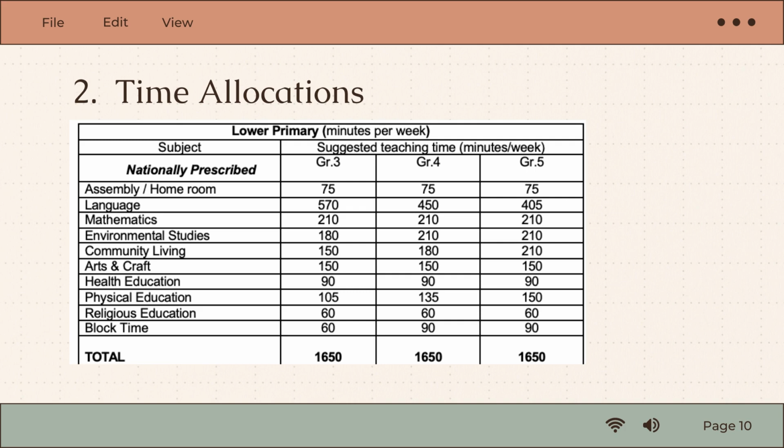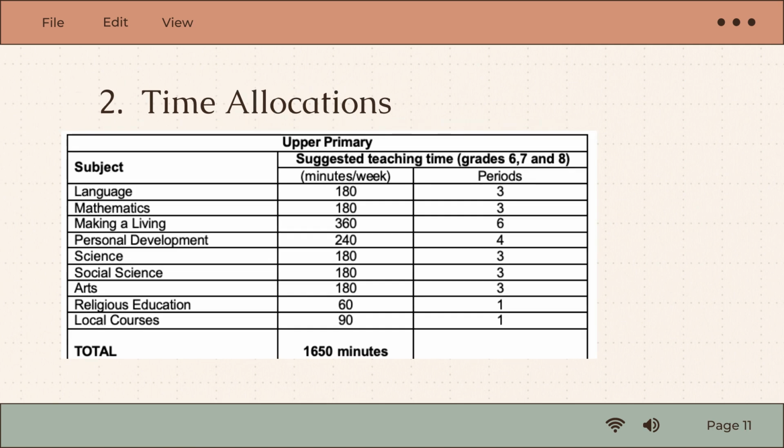So the next principle is time allocation. In the time allocation sa lower primary, from grade 3, 4, and 5, they have the same allocated time for the whole week. So based na ni siya kanang base sa presentation kanang medyo gamay-gamay ra na siya nga minutes per week sa lower primary kay gina-consider sa the attention span sa mga bata. So the next one is the upper primary. These are the suggested teaching time from grade 6, 7, and 8. Kani siya 180 minutes per week na siya ang uban nga subject kay medyo taas-taas naman nilang attention span ani.